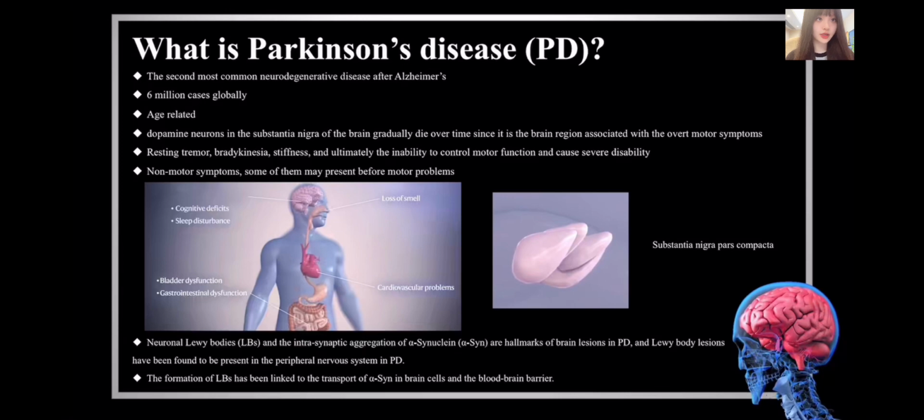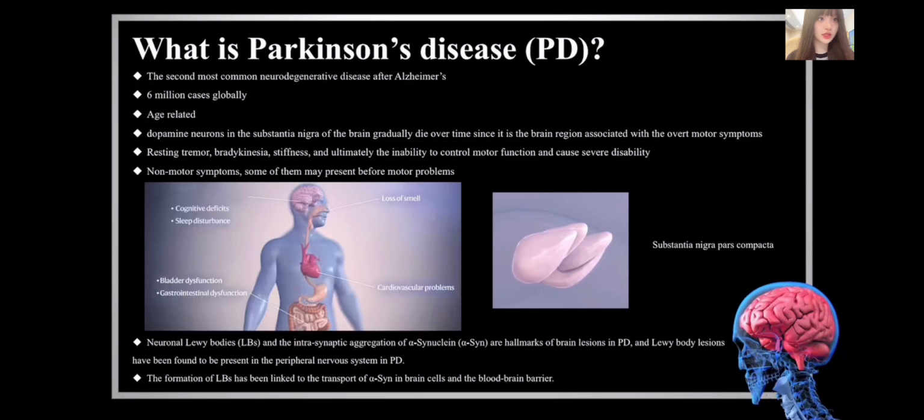So firstly, what is Parkinson's disease? Parkinson's disease is the second most common neurodegenerative disease, and it is age-related, in which dopamine neurons in the substantia nigra of the brain gradually die over time. Parkinson's disease mainly manifests as tremor, bradykinesia, stiffness, and ultimately the inability to control motor function, causing severe disability. It has now been shown that neural Lewy bodies and the intrasynaptic aggregation of alpha-synuclein are hallmarks of the brain lesions in Parkinson's disease.